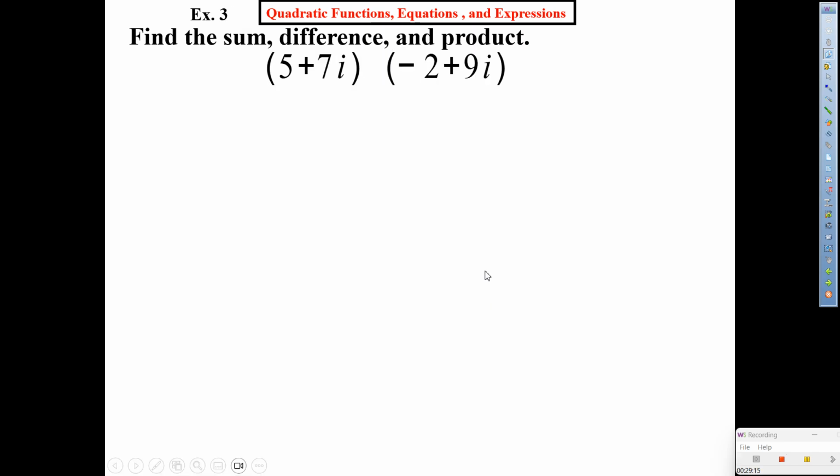Next one, example 3. Copy that one. It says find the sum, difference, and product of 5 plus 7i and negative 2 plus 9i. You should be able to do that one by yourself. Then we're going to have Sebastian, Rachel, and Gabriel enlighten us with those. I'll give you guys some time. Go.